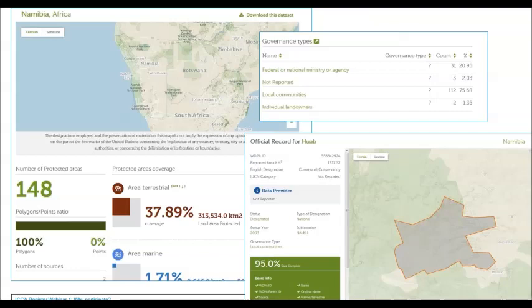Individual protected areas also have their own pages with site-specific information. The example shown here is Huab Communal Conservancy in Namibia.